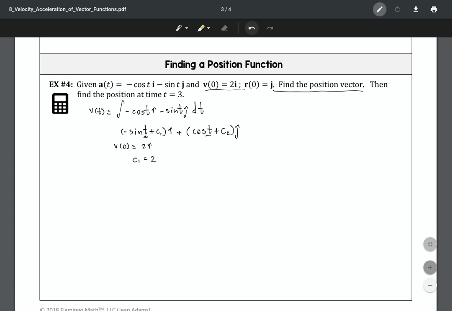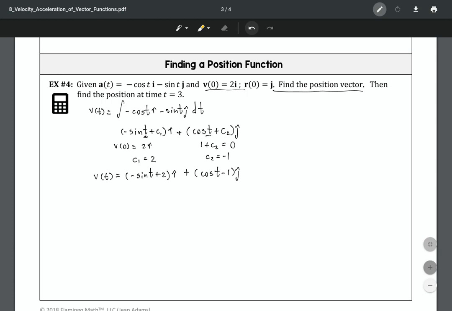Now if I plug in a 0 here, that's going to give me a 1. So I have 1 plus C2j is going to be equal to the j component at 0. But I don't have 1, so that means this is 0. Therefore C2 is negative 1. Okay, so V of t is equal to negative sine of t plus 2i plus cosine of t minus 1j.